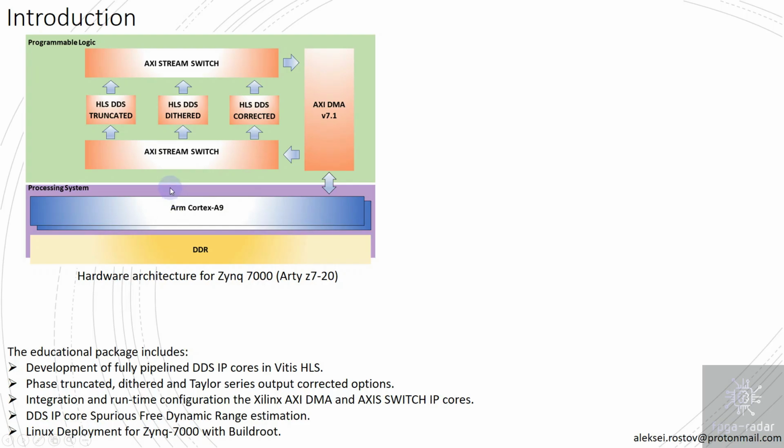Therefore, the educational package includes development of a fully pipelined DDS IP core in Vitis high-level synthesis. Three implementations of DDS: truncated, dithering phase, and Taylor series output corrected. Integration and real-time configuration of the Xilinx AXI DMA IP core and AXI switches IP cores under Linux. Then DDS IP core spurious-free dynamic range estimation by using a Python script. And since, as I mentioned already, this system is running under Linux, Linux deployment for the Zynq 7000, namely for the RTZ720 board, is also provided.